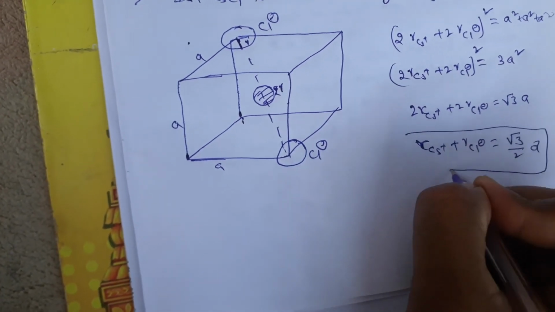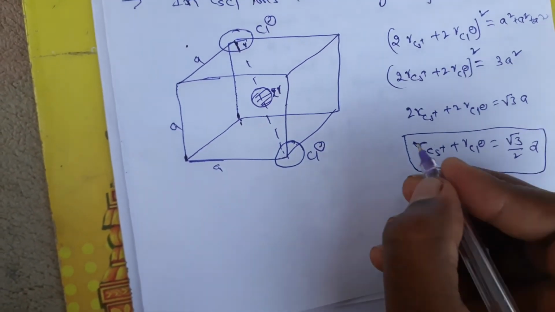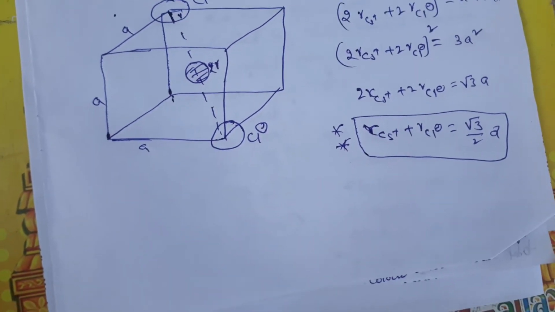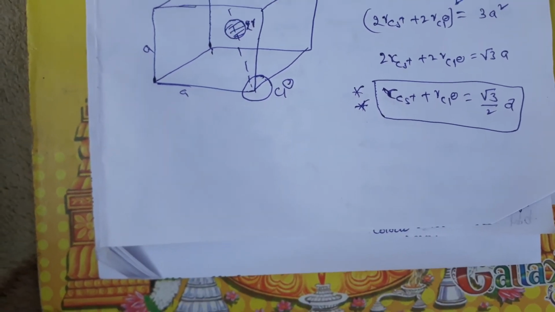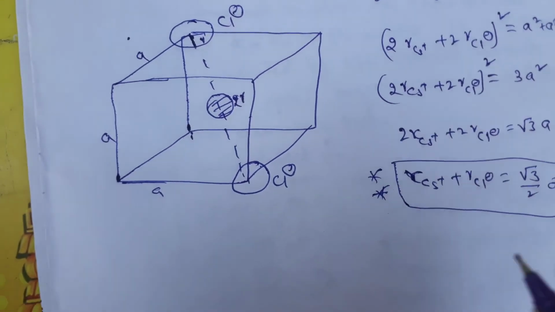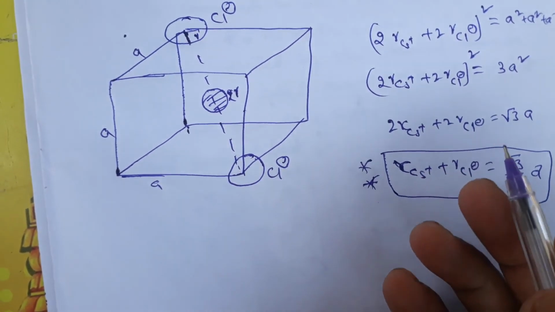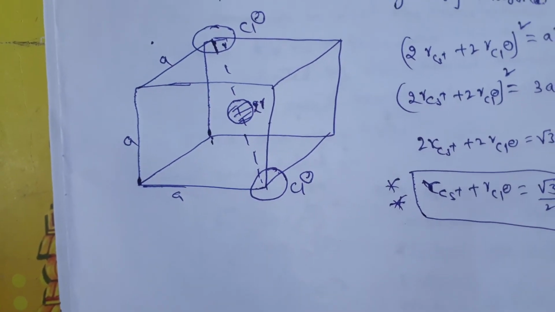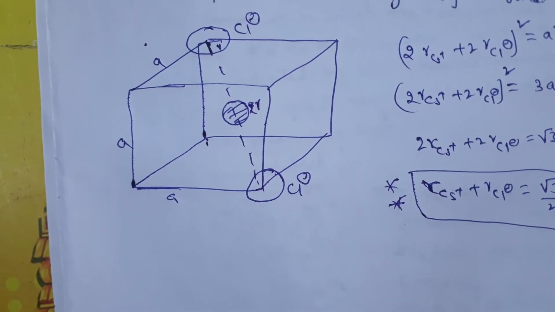Sometimes the radius of Cl minus ions and the edge length will be given, and you have to find the Cs plus ion radius. If you substitute the values in this equation, you will get the value of R Cs plus. So this is about solid state chemistry.